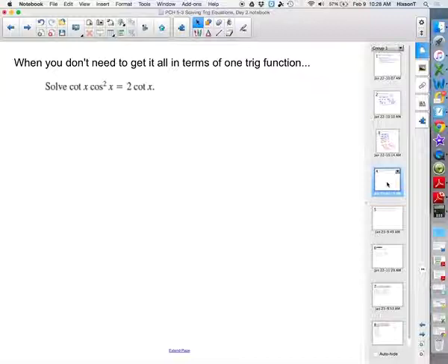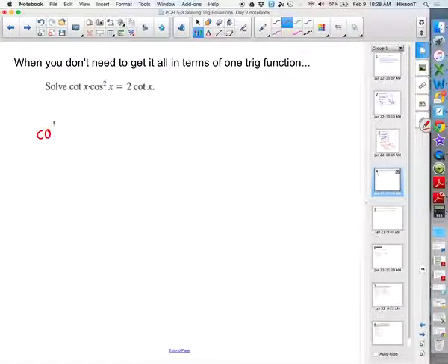Okay. Well, how would we get it equal to 0? Is that cotangent plus cosine or times? No, it's times. Oh, okay. I mean, you could subtract 2 cotangent. Yeah. Cotangent x times cosine squared x minus 2 cotangent x equals 0. Any other thoughts that you guys have?